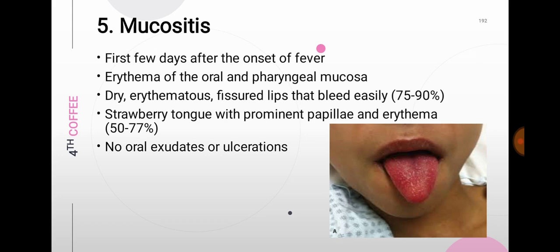Mucositis, the very famous strawberry tongue. There are prominent papillae and erythema of your tongue with no oral exudates or ulcerations. Your strawberry tongue can also be seen in scarlet fever. But in scarlet fever, sometimes it's accompanied with exudates because it's streptococcal in origin. And then also, as I mentioned, there are other criteria in KD not present in scarlet fever.